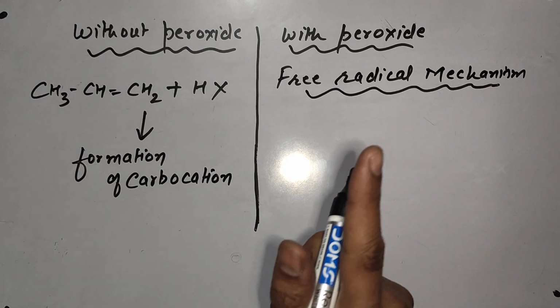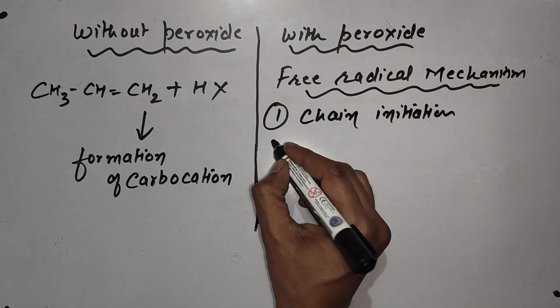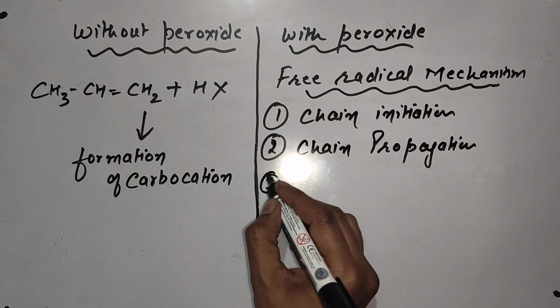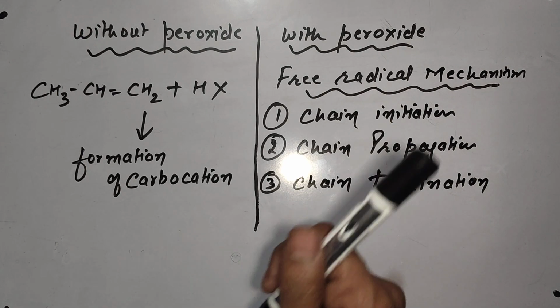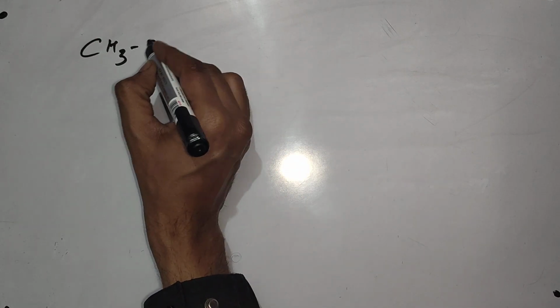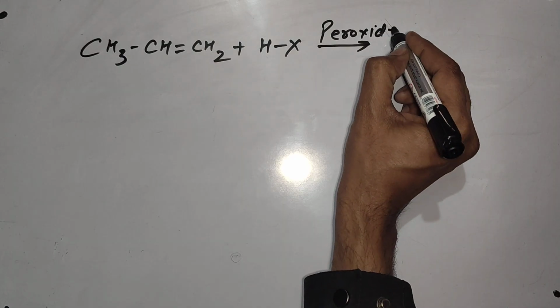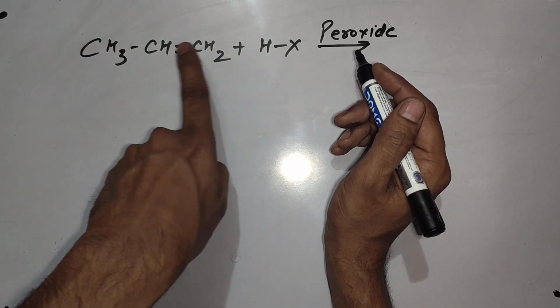And we know free radical mechanisms always happen in 3 steps. Step number 1, chain initiation. Step number 2, chain propagation. And the last step, chain termination. So today we are talking about the reaction with peroxide. So let's discuss the mechanism behind the peroxide effect. Suppose the reaction is CH3CH double bond CH2 with HX in the presence of peroxide. And I told you in the presence of peroxide, anti-Markovnikov rule will be followed, meaning X will join here and H will join here.